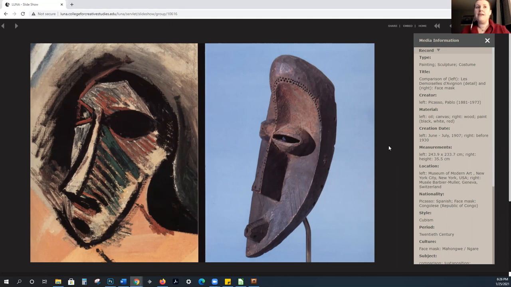So Picasso had the ability to view African objects. They were collected and displayed in cabinets of curiosities, which I discuss in the other lecture for this week. But also they were seen in things like thrift stores and flea markets. And he described in his journal going to a flea market and seeing this. And it really influenced his artistic direction.